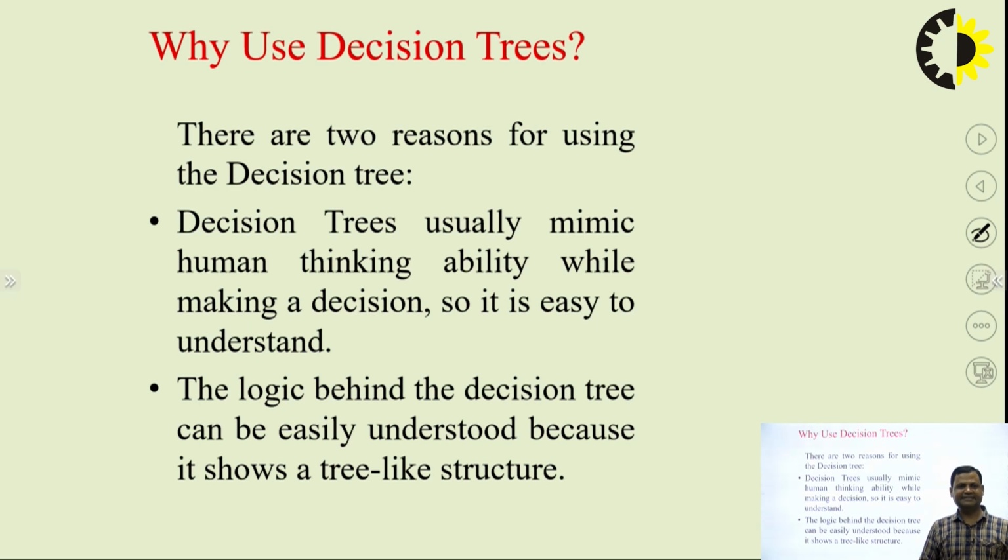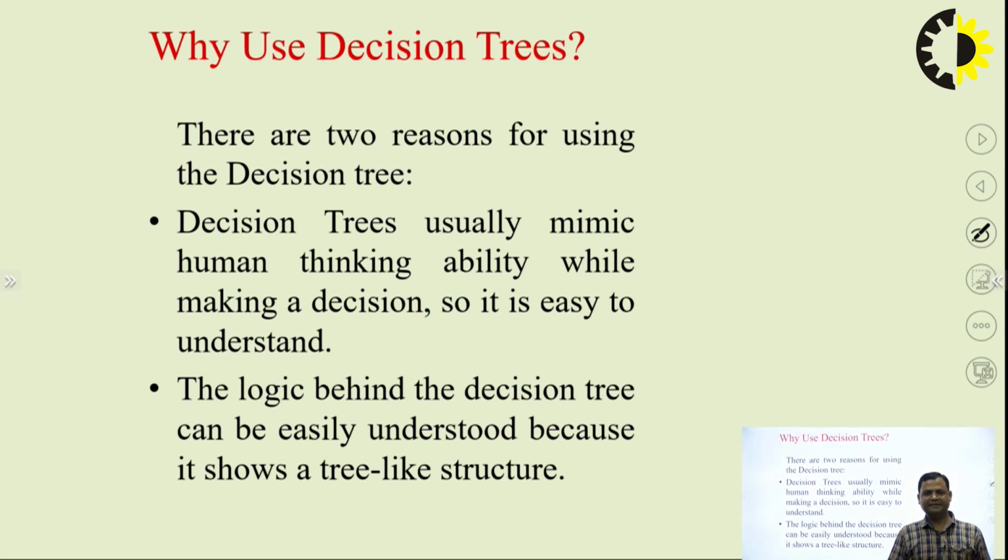The second reason for using the decision tree is that the logic behind the decision tree can be easily understood, because it shows a tree-like structure. Whatever logic we apply for the creation of the decision tree is easily understandable to any user. The basic phenomena applied by the decision tree match the thinking process of the human being. That's why we use the decision tree, and the logic behind it is easily understandable to any person who sees it, because it basically shows a tree-like structure.